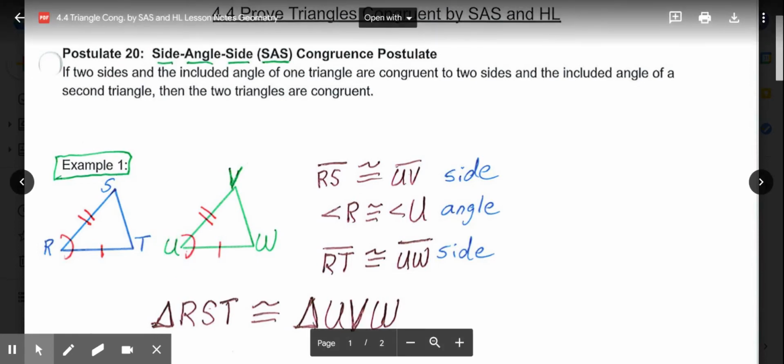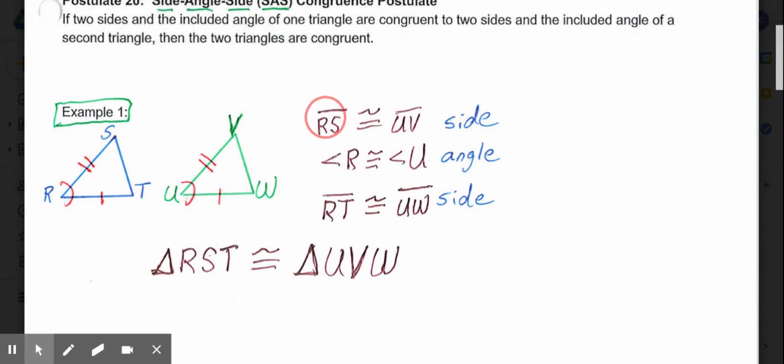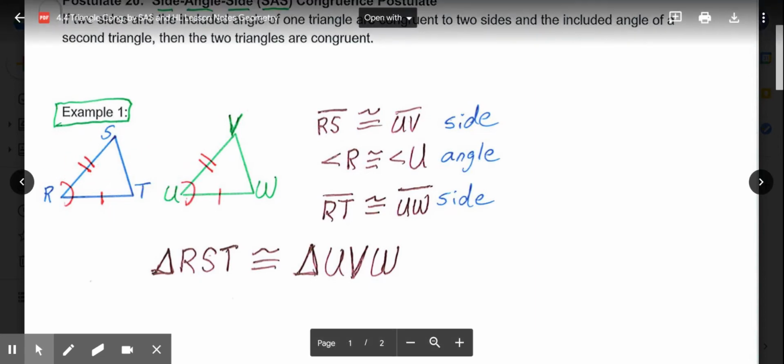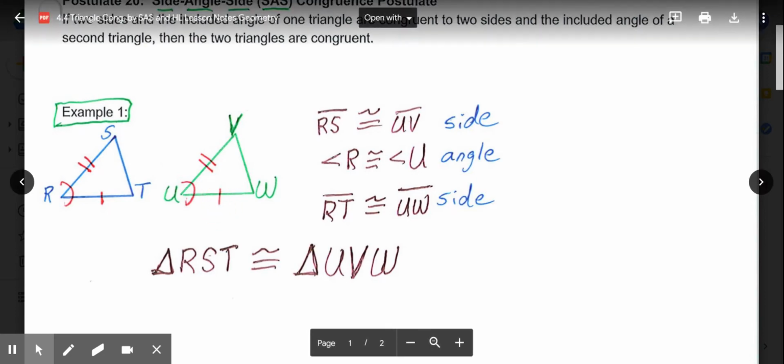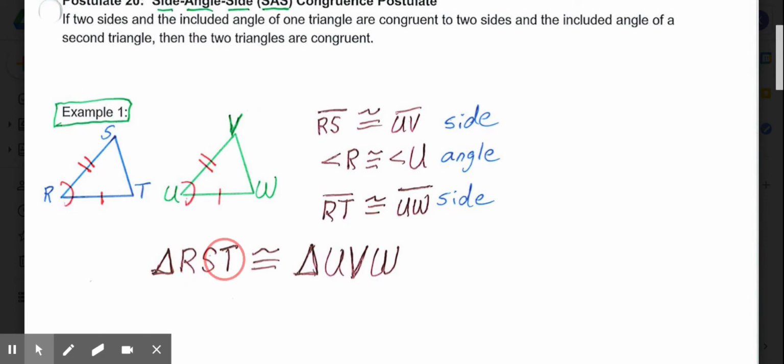If we're looking at example 1 here, we know that RS is congruent to UV. They both have the double hash mark. Angle R with the single arc is congruent to angle U with the single arc. And then side RT with the single hash mark is congruent to side UW with the single hash mark. Now matching up corresponding pieces, R corresponds with U, S with V, T with W. So if I name the first one RST, the second one would have to be named UVW.